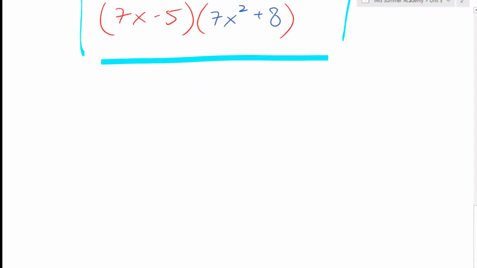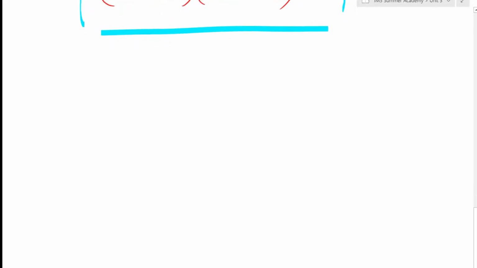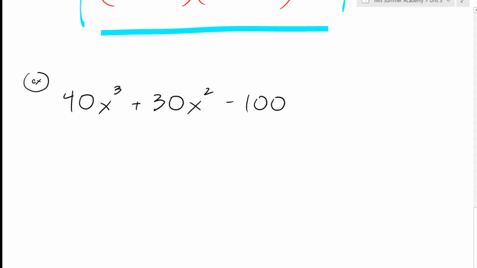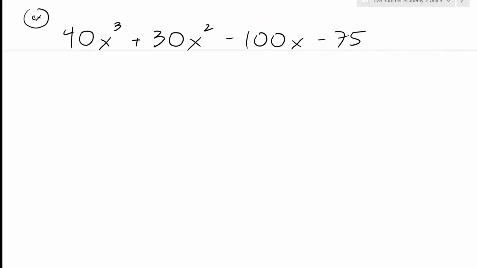All right. Okay, so let's get a little tricky here. Let's say we have 40x cubed plus 30x squared minus 100x minus 75. Okay, so we want to group the first two because it is in standard form.